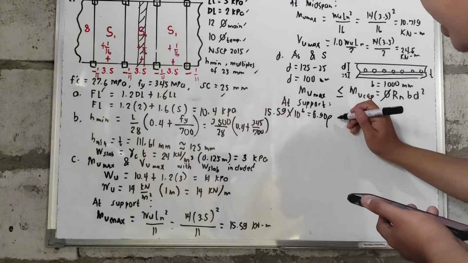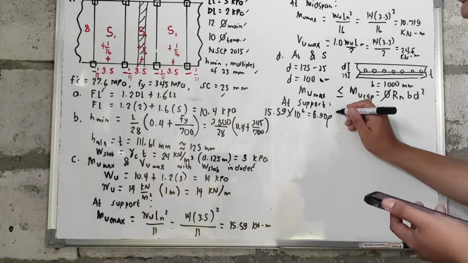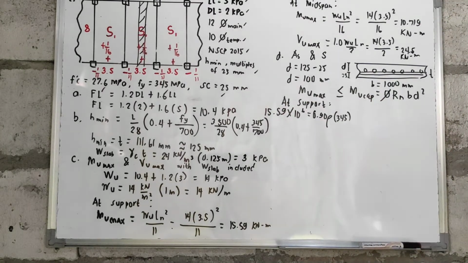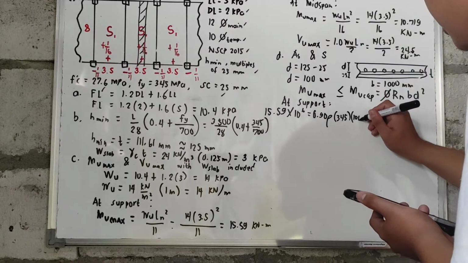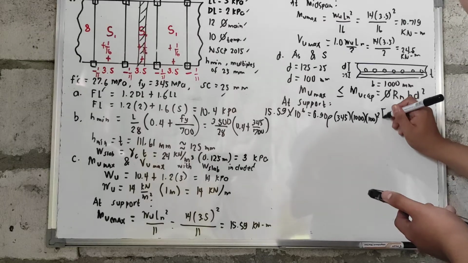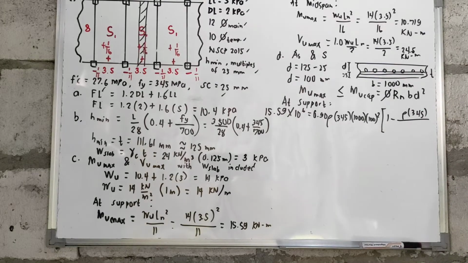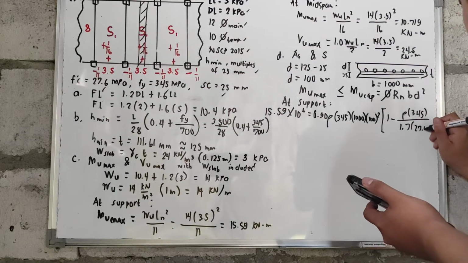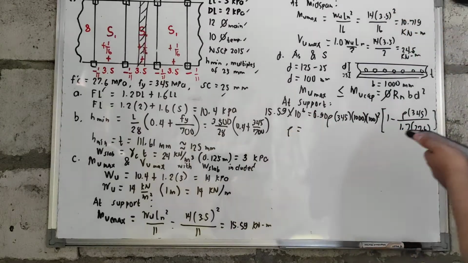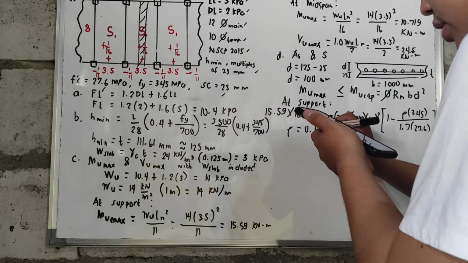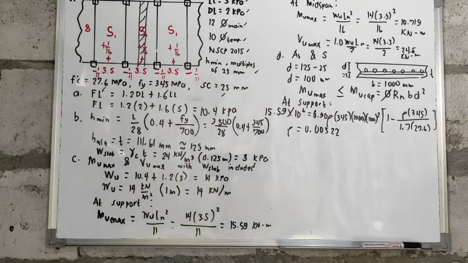Tapos, rho Fy. So, what will be the value of your Fy? That is equal to 345. Rho Fy multiplied by BD squared. The value of your B, that is 1,000. Yung D natin, 100. Multiplied by 1 minus rho Fy. Yung Fy natin, that is 345 over 1.7 F prime C. What is the value of your F prime C? That is equal to 27.6 by shift solve. So we can now calculate for the value of your rho, which is equal to 0.00522. So that will be the value of your steel ratio at support.